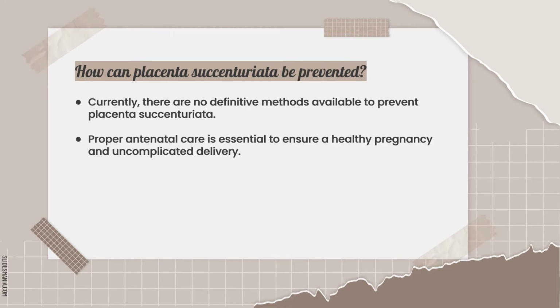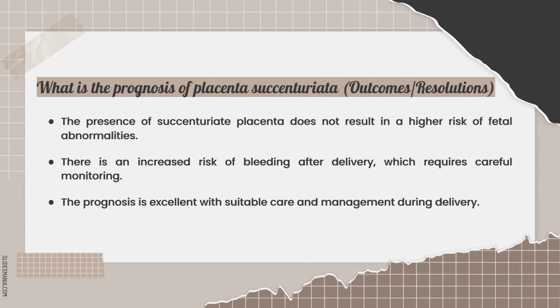How can placenta succenturiata be prevented? Currently, there are no definitive methods available to prevent placenta succenturiata. Proper antenatal care is essential to ensure a healthy pregnancy and uncomplicated delivery. What is the prognosis of placenta succenturiata, or the outcomes and the resolutions? The presence of succenturiate placenta does not result in a higher risk of fetal abnormalities. There is an increased risk of bleeding after delivery, which requires careful monitoring. The prognosis is excellent with suitable care and management during delivery.